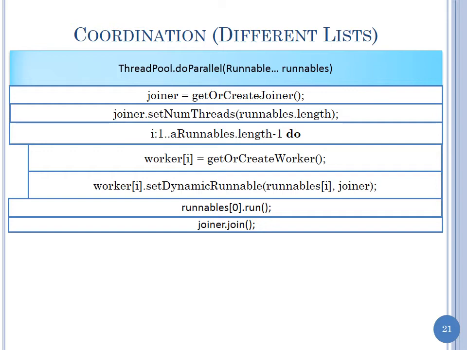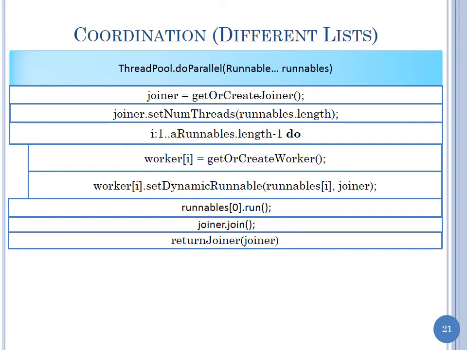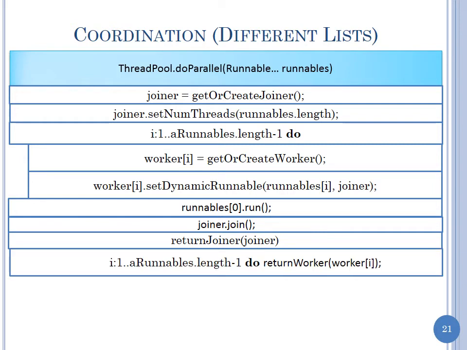Get or create worker went and took something out from a list and gave it to you. Now these workers are free. What should I do? Return the joiner, return the workers. Anything missing here? Okay. Seems fine.